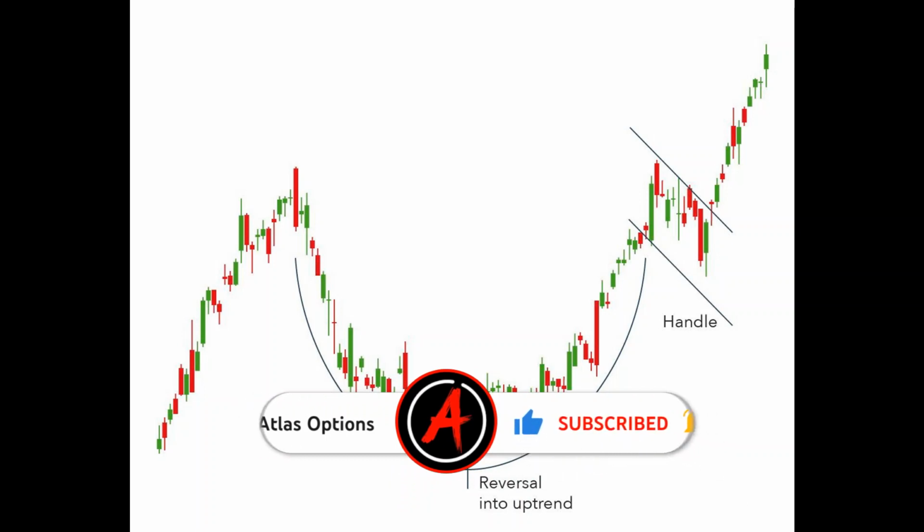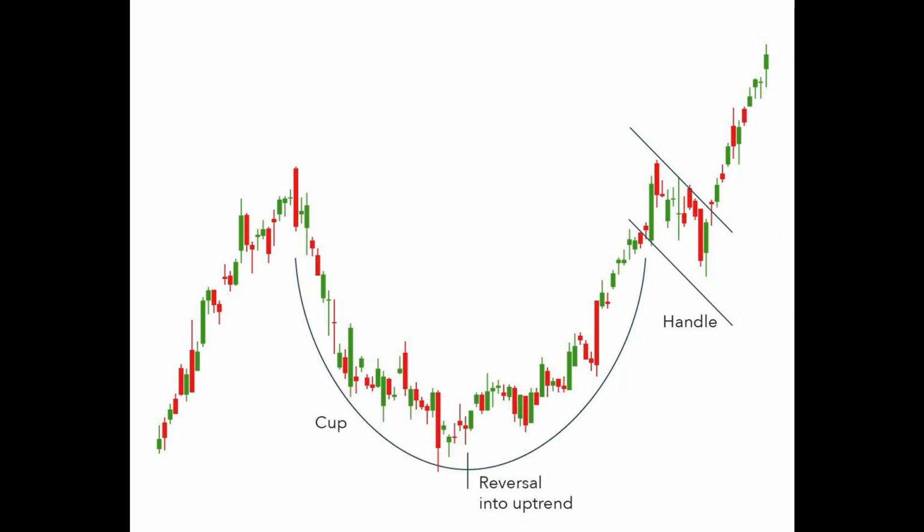The cup formation is created as the price of the asset fluctuates within a confined range, forming the shape of a U. This represents a period of accumulation, where traders and investors are buying the asset, but at a slower pace than the selling pressure, causing the price to fluctuate within a narrow range.